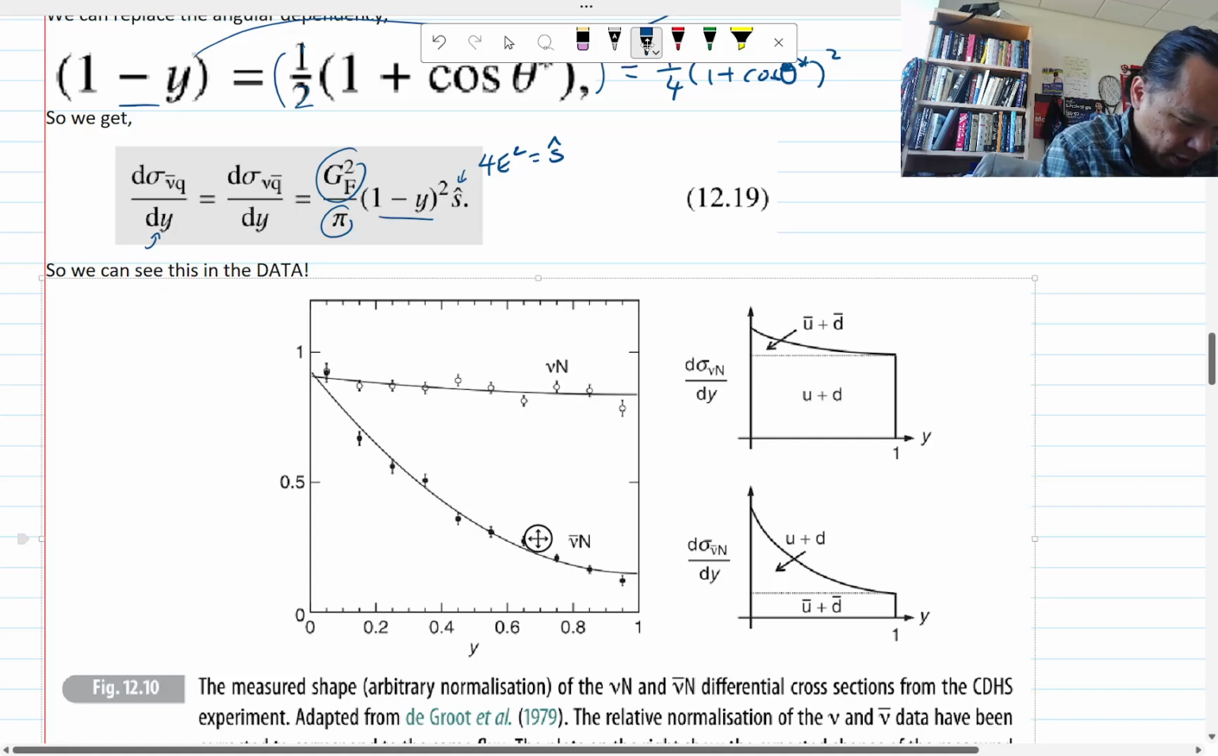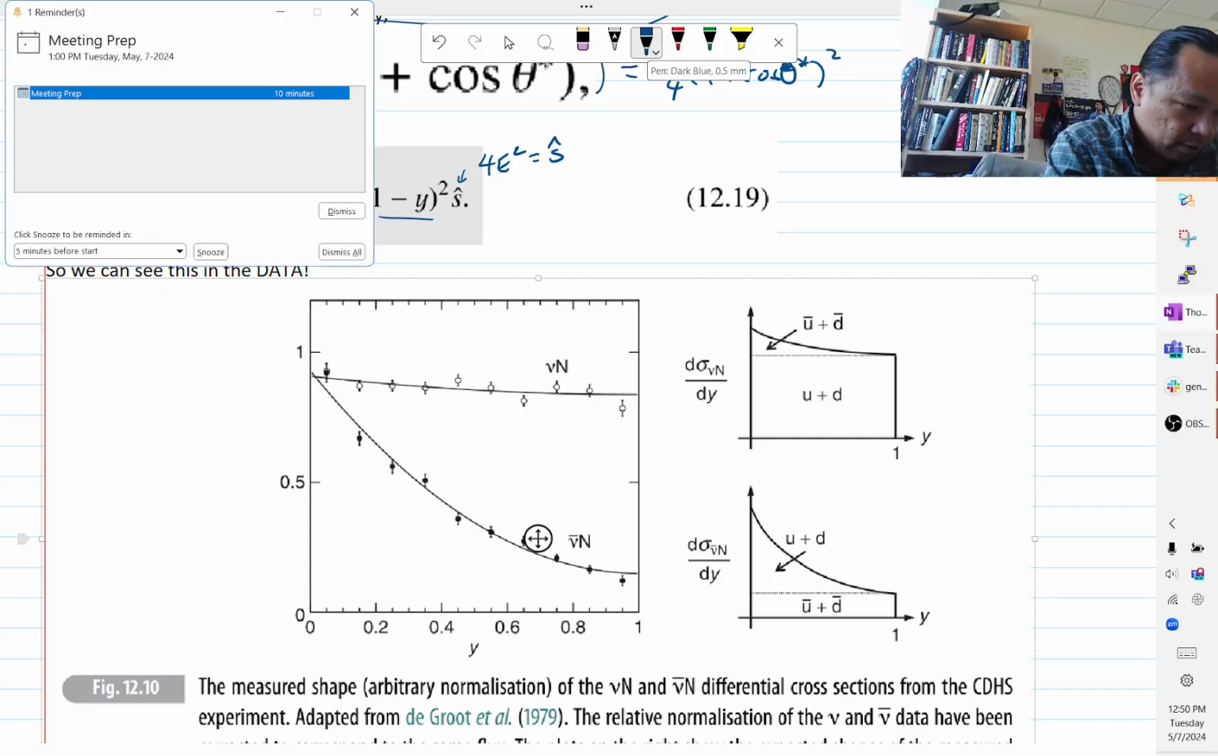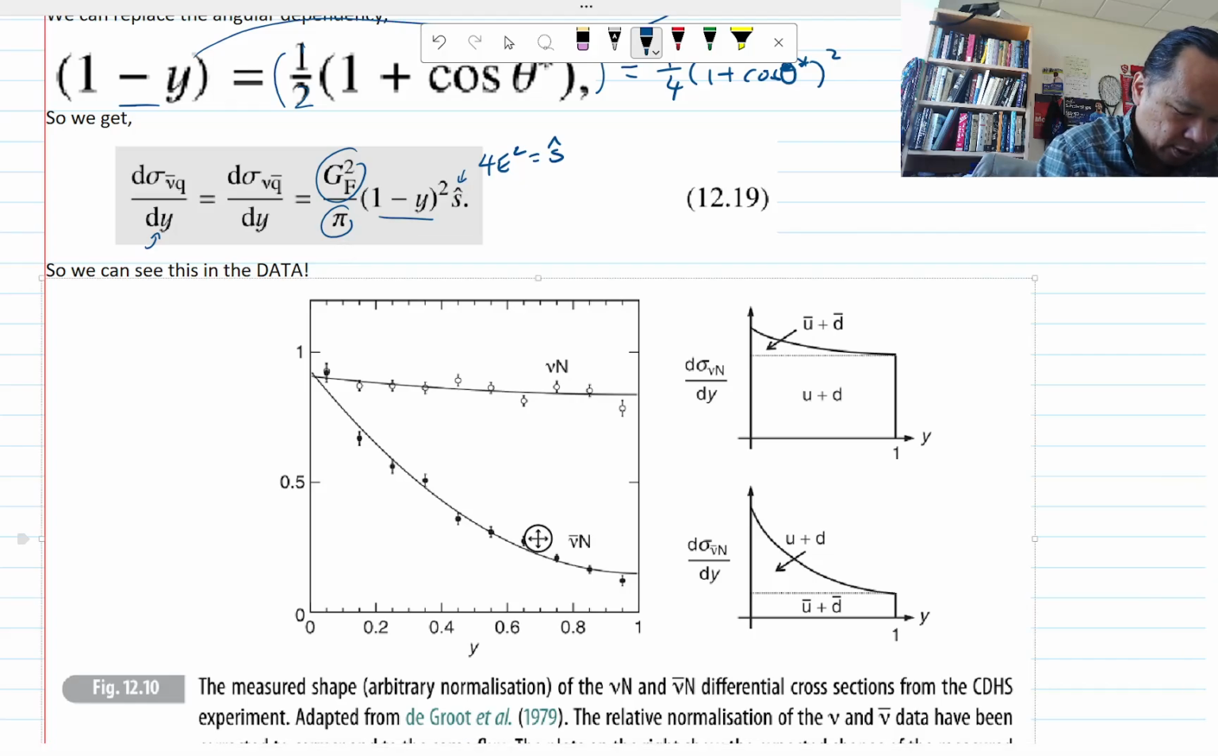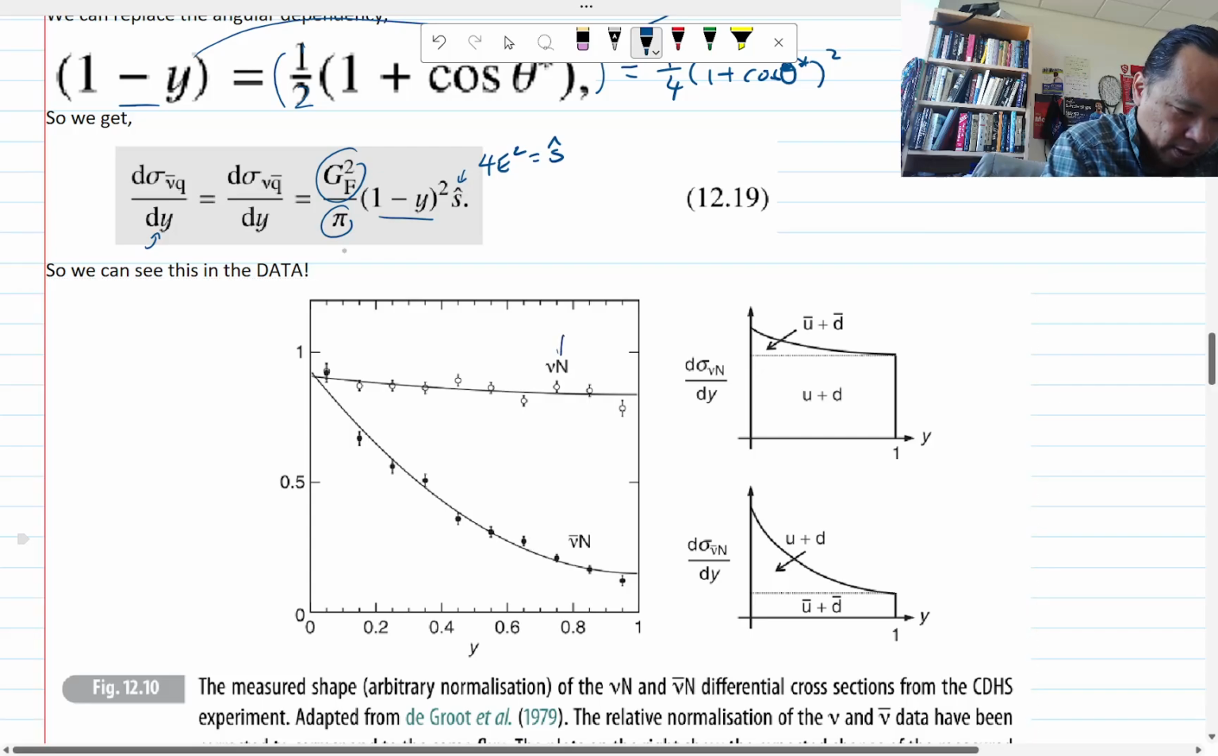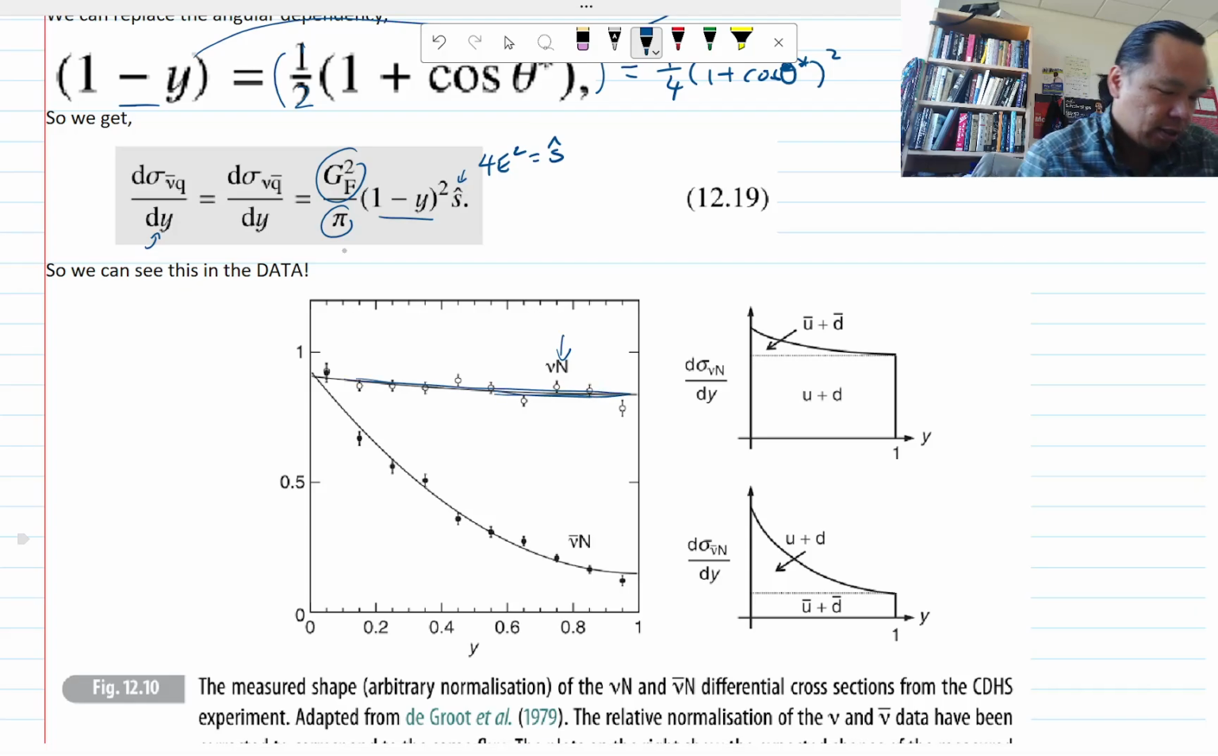So this is plotting the differential cross section as a function of y, for neutrino-nucleon scattering. You see that it's almost flat. It does go down a little bit as a function of y, and this is due to the fact that there's a slight dependence between the y and the Q squared.